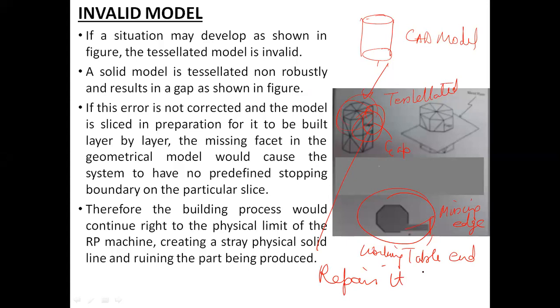So this is one of the primary examples of an invalid model where the tessellation process, when a CAD model was tessellated, actually resulted in a gap. And what is a gap? A gap is nothing but a missing facet which needs to be inserted into the system in order to completely define the solid CAD model. So the solid CAD model is not properly defined when after tessellation there are some inaccuracies, mostly gaps.